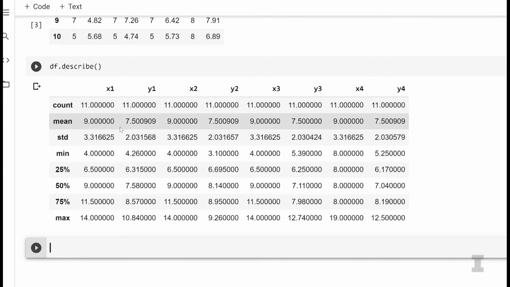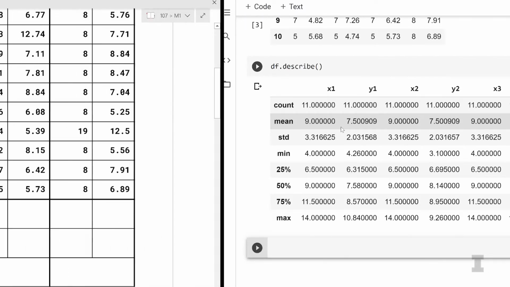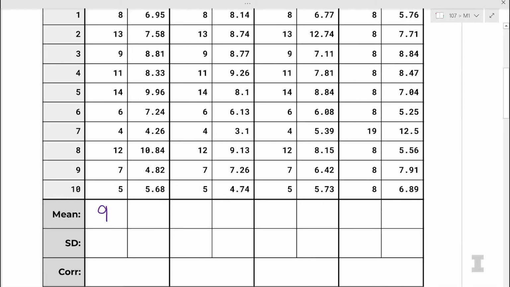So for the mean, I can just read it across. The mean of x1 is 9, then 7.5 for y1. Then x2 is 9 and 7.5, and then 9 and 7.5. All right, so we're seeing a pattern. What about the last one? Same as the others, 9 and 7.5. So it looks like all of the columns in our data set have the exact same means for x's and the exact same means for y's.